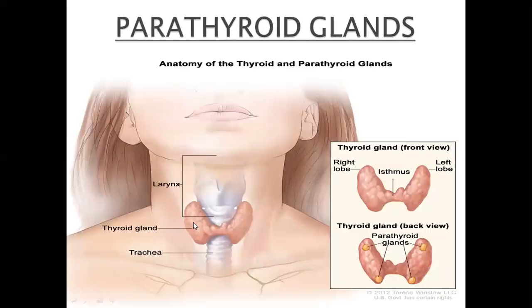Next is the parathyroid gland. These are on the thyroid gland. It is the back side, right? This is the back side, and you can see here the four glands.